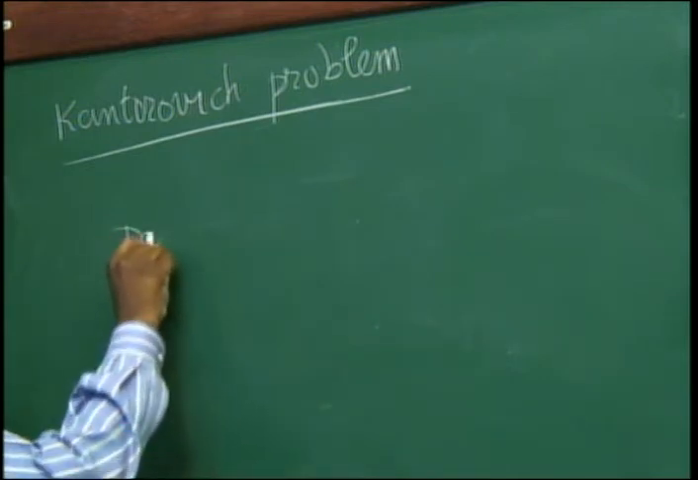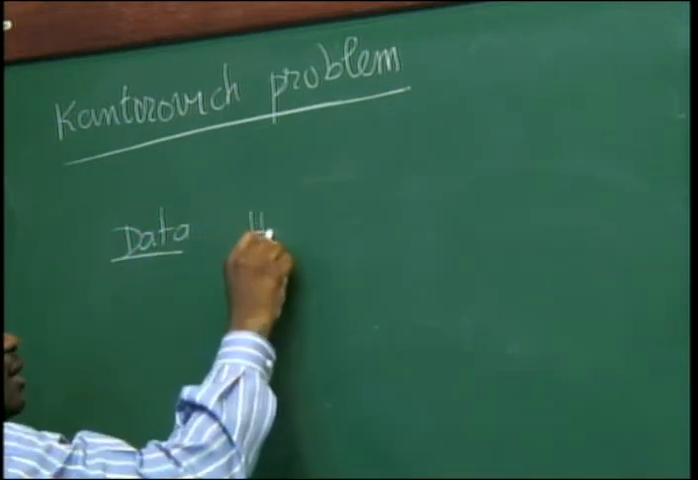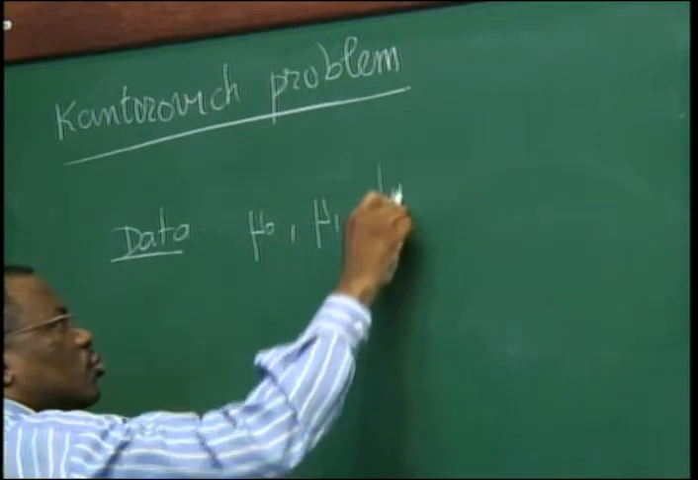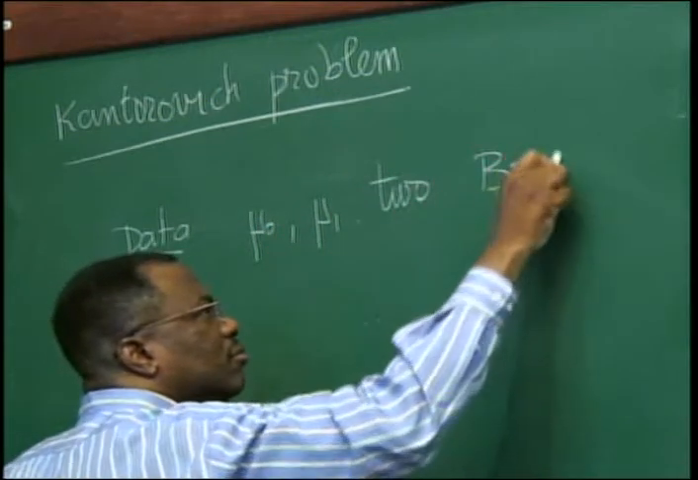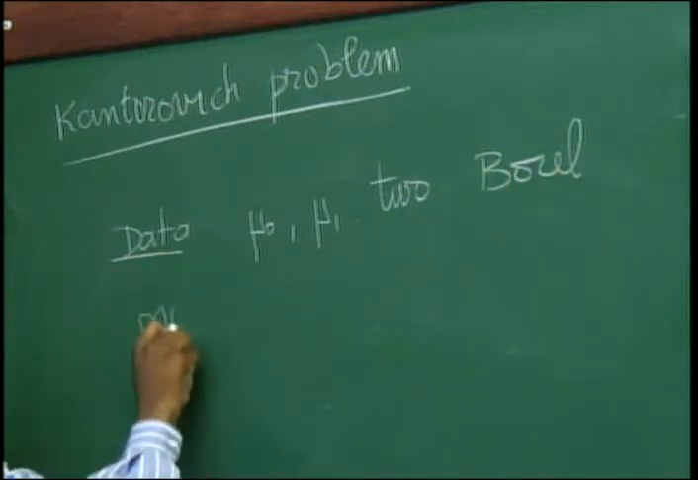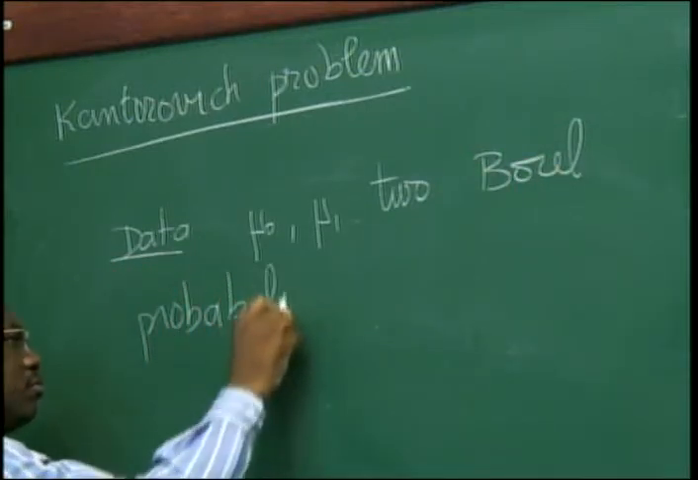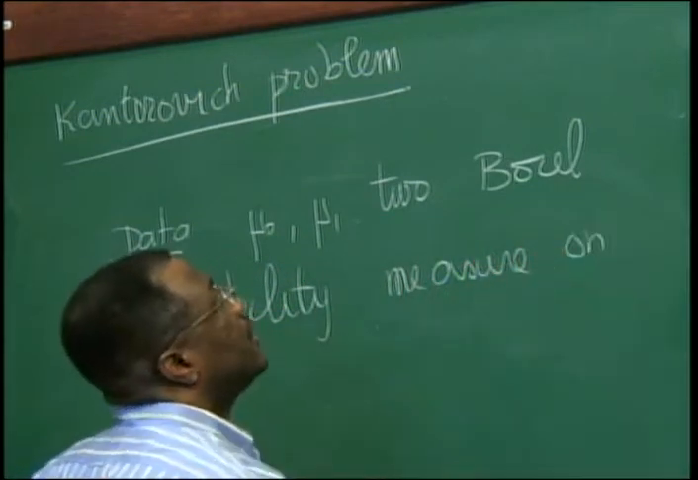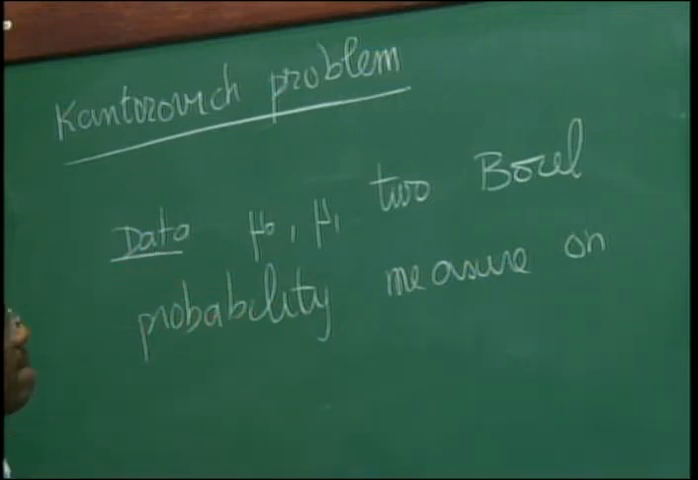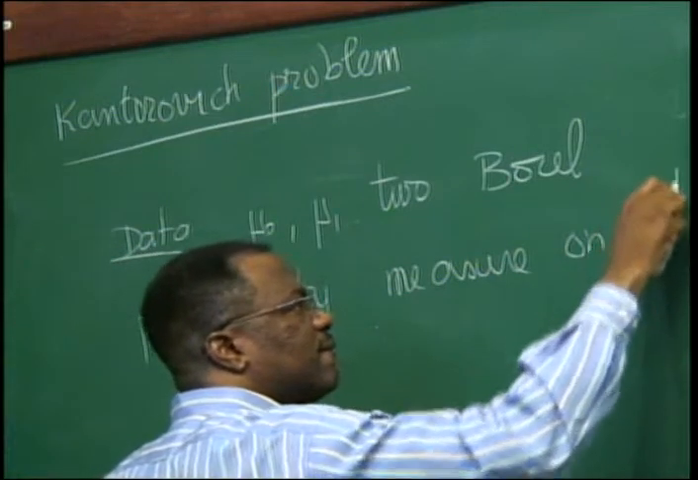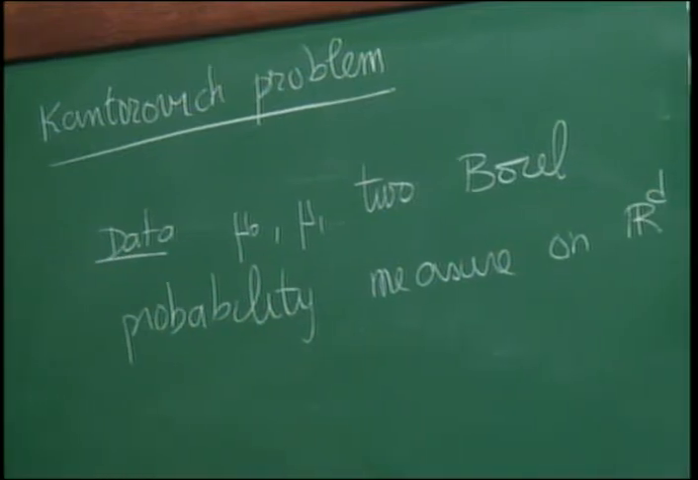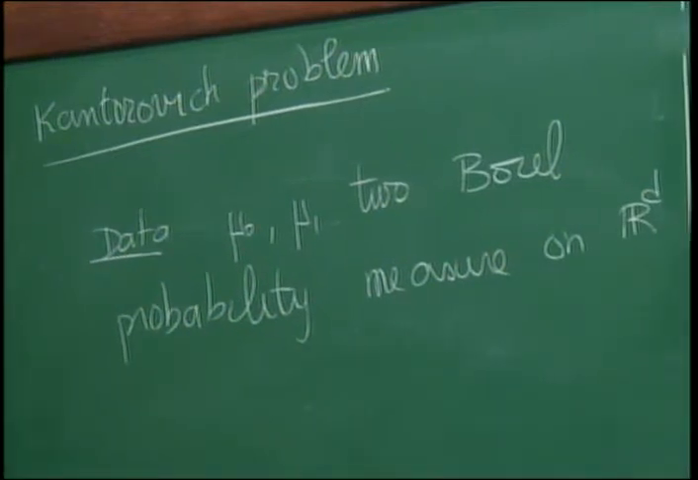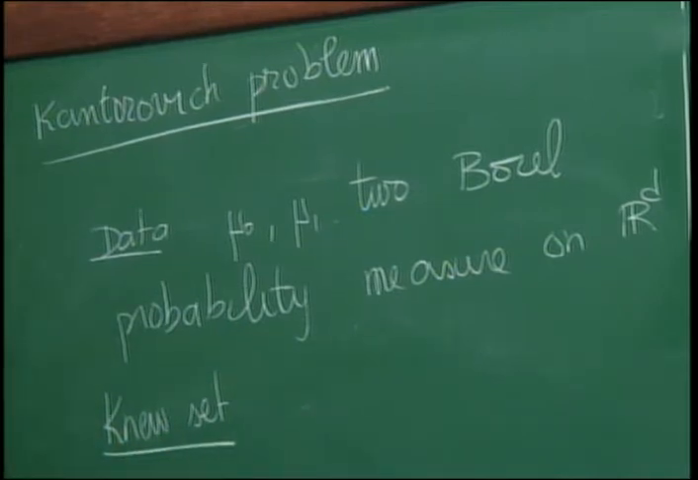So here is the data. Mu naught, mu1, 2 Borel probability measure on RD. And then I am going to consider a new set. I start with the following.